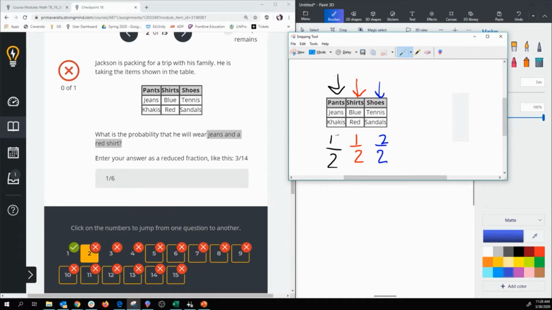So now, since this probability uses the word and right here, and means we're going to multiply. So the next thing we're going to do is multiply all of these fractions together. Remember that when you are multiplying with fractions, you're going to multiply straight across the top and then straight across the bottom. So 1 times 1 times 2 is just 2, right? And then 2 times 2 times 2.